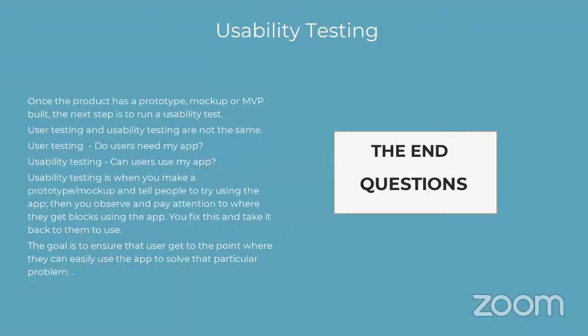User testing: do users need my app? Usability testing: can users use my app? Usability testing is when you make prototypes or mock-ups and tell people to try using the app. Then you can observe and pay attention to where they get blocked using the app. You fix this and take it back for them to use. The goal is to ensure that users get to the point where they can easily use your product to solve their particular problem without experiencing any glitch.